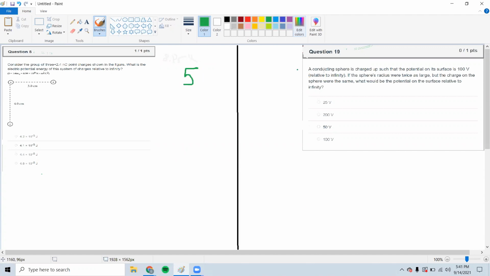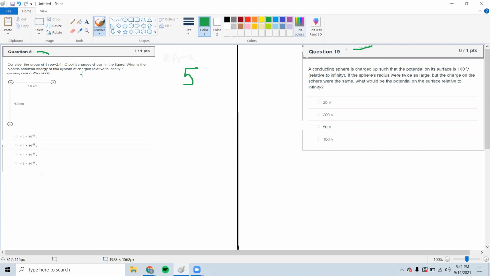Today we're going to be doing question 5 and question 19. Question 5 asks us to consider the group of 3 plus 2.4 nC point charges shown in the figure. What is the electric potential energy of the system of charges relative to infinity?